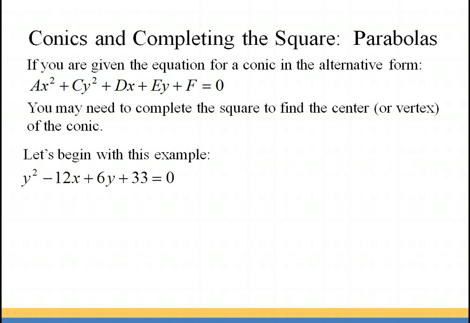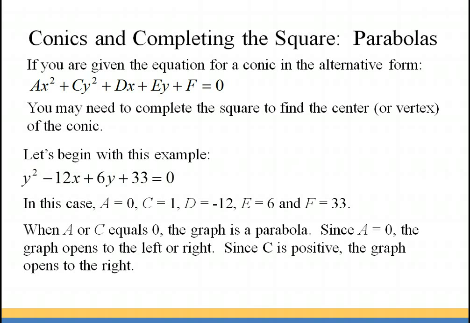Let's begin with this example. We have y squared minus 12x plus 6y plus 33 equal to 0. In this case, our a value is 0. A is the coefficient of x squared, and there is no x squared term. C is the coefficient of y squared, so it must be 1. And d is the coefficient of x, so we have negative 12. E is the coefficient of y, so that gives us 6. And f is 33, which is our constant.